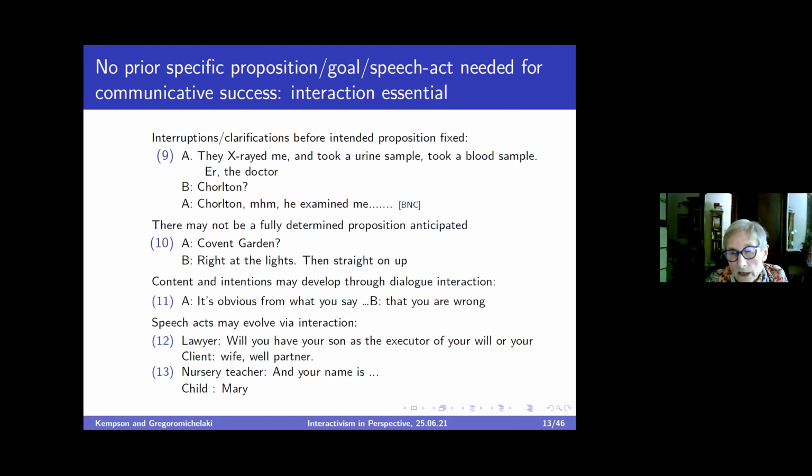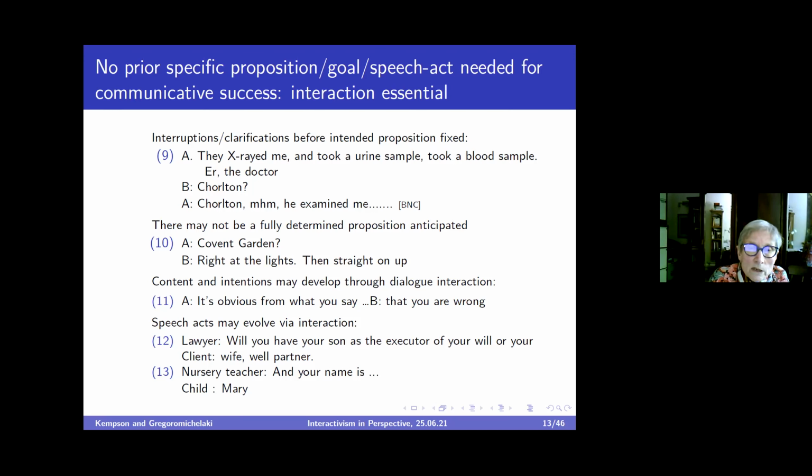Now, the content and the intentions may develop through dialogue interaction, because you can interrupt what other people say, if you're in argument, let's say, and simply continue in the way that you think ought to be said. So it's obvious from what you say, the second person takes up, that you're wrong. Now, even speech acts can evolve via interaction, as in example 12. And again, notice this is characteristically available for small children too. So a nursery teacher can say "and your name is...", some kind of a question to which the child responds with something which provides the answer.